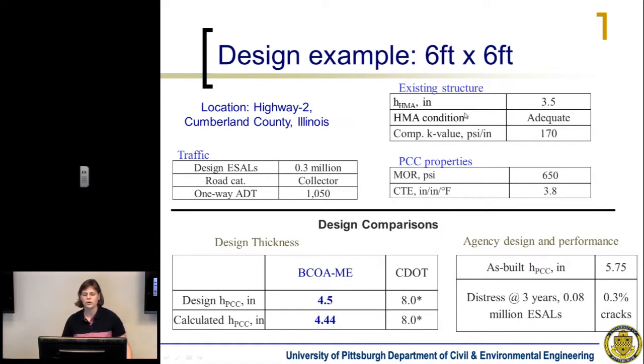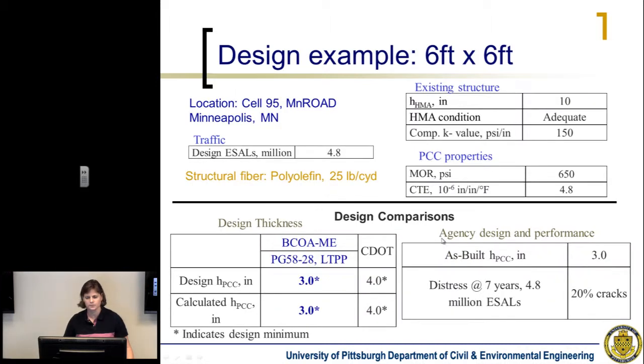Another project in Illinois where we have 6 foot by 6 foot joint spacing, and here we're at 0.3 million ESALs and 3.5 inches of asphalt. Again, that really influences the old designs. Here we have about 4.5 on top of that. Just under 6 inches was constructed, and we're, let's say, about a third to a fourth of the way through the life and still not really exhibiting much cracking at this point.